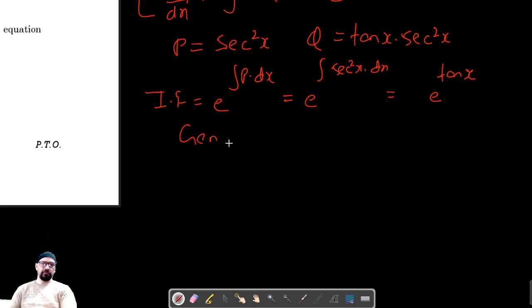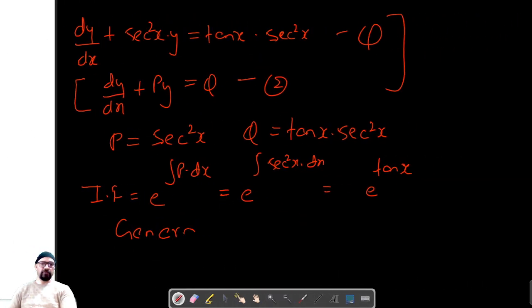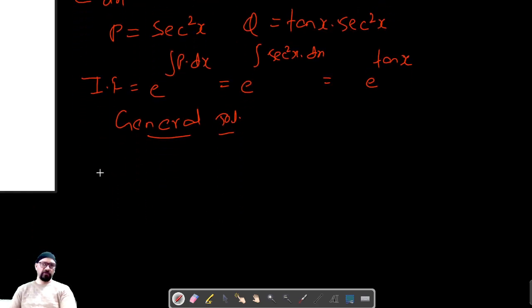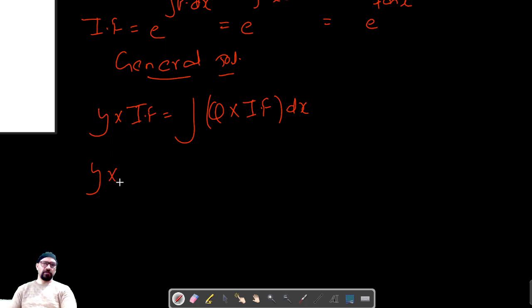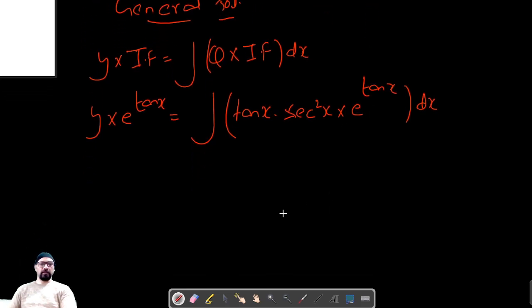Now we have to find the particular solution. So first, let's write down the general solution for such an equation, and then we will evaluate the particular solution, that is, find the value of c. The general solution is given by y times the integrating factor is equal to the integration of Q times the integrating factor. The integrating factor is e raised to the power tan x, Q is tan x times sec²x, and this whole expression has to be integrated.